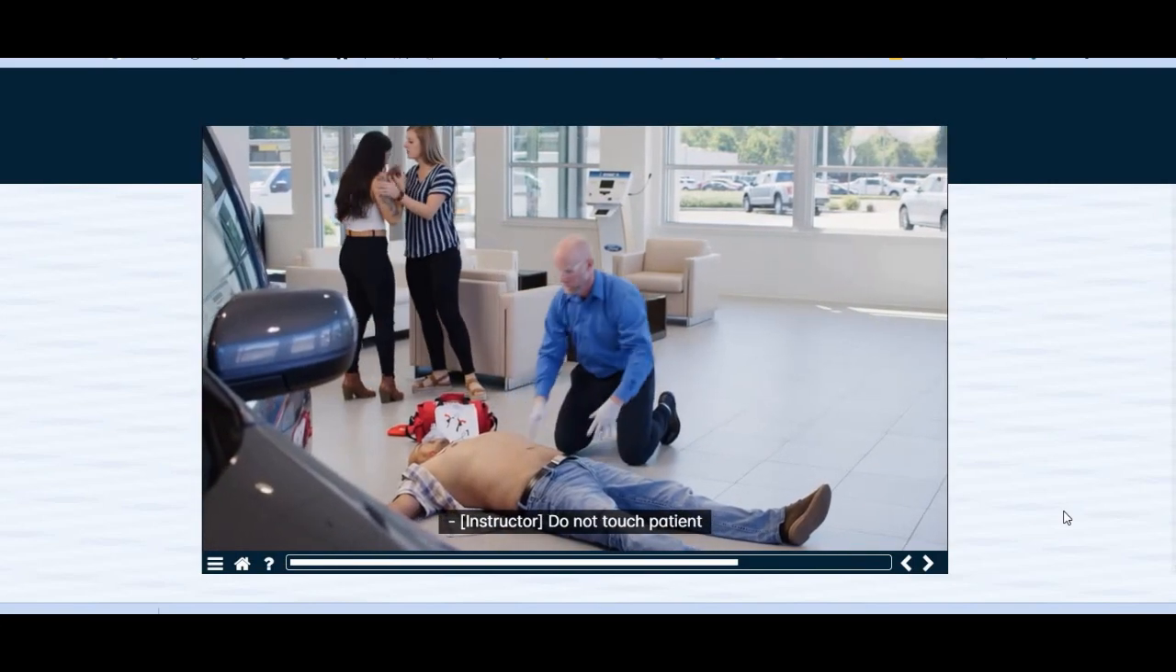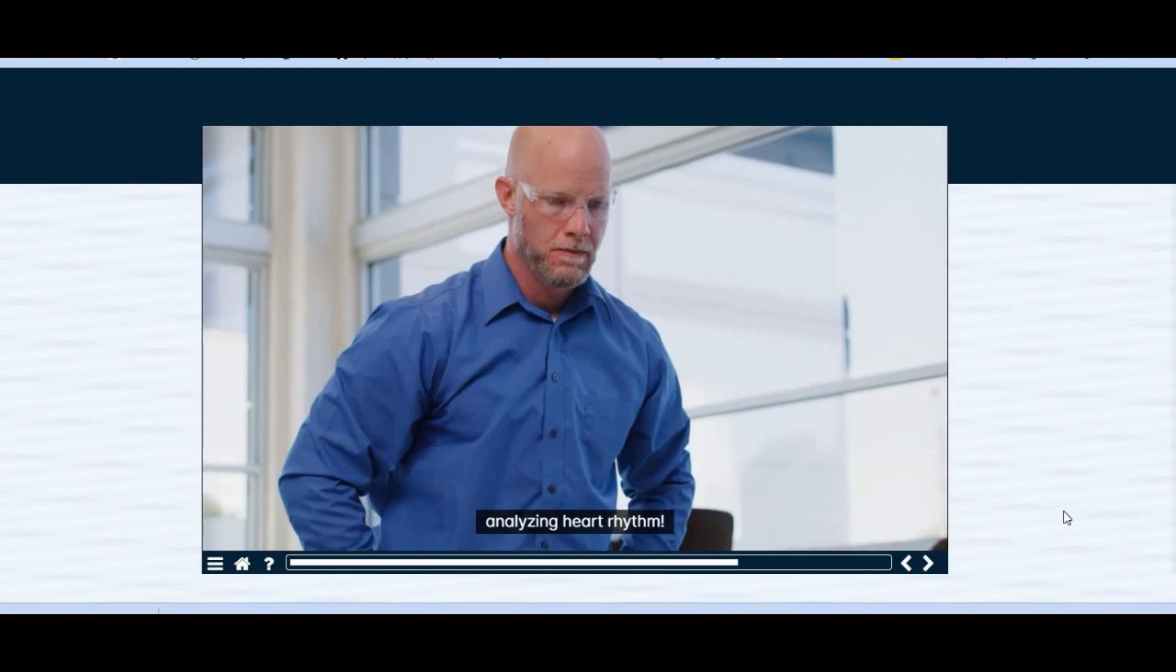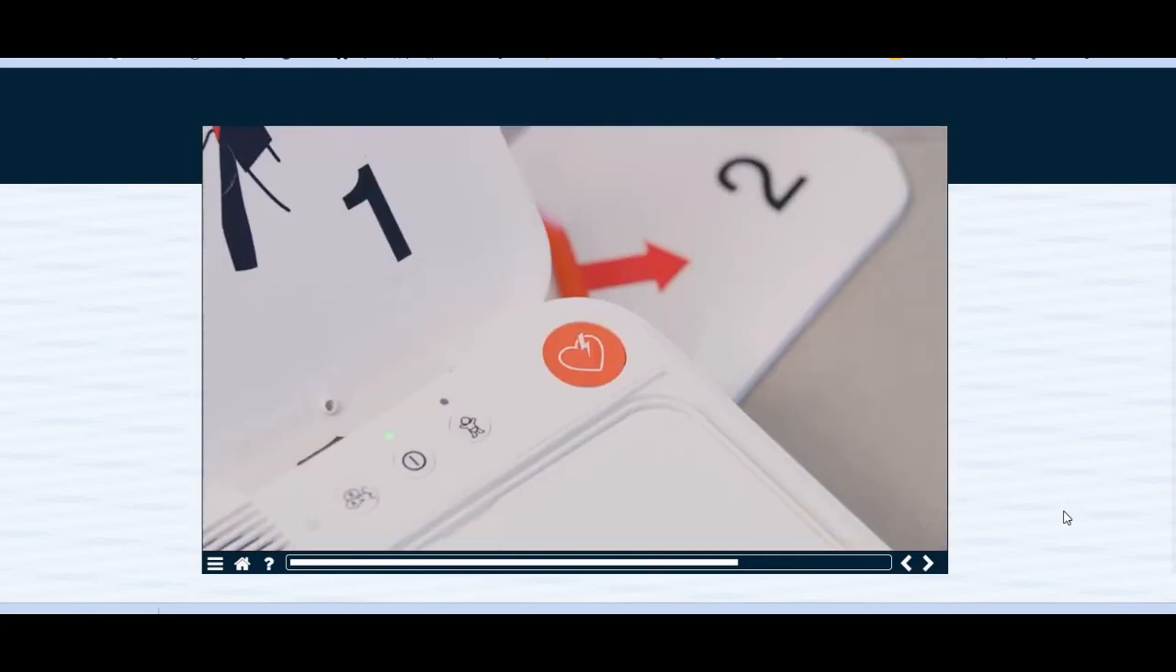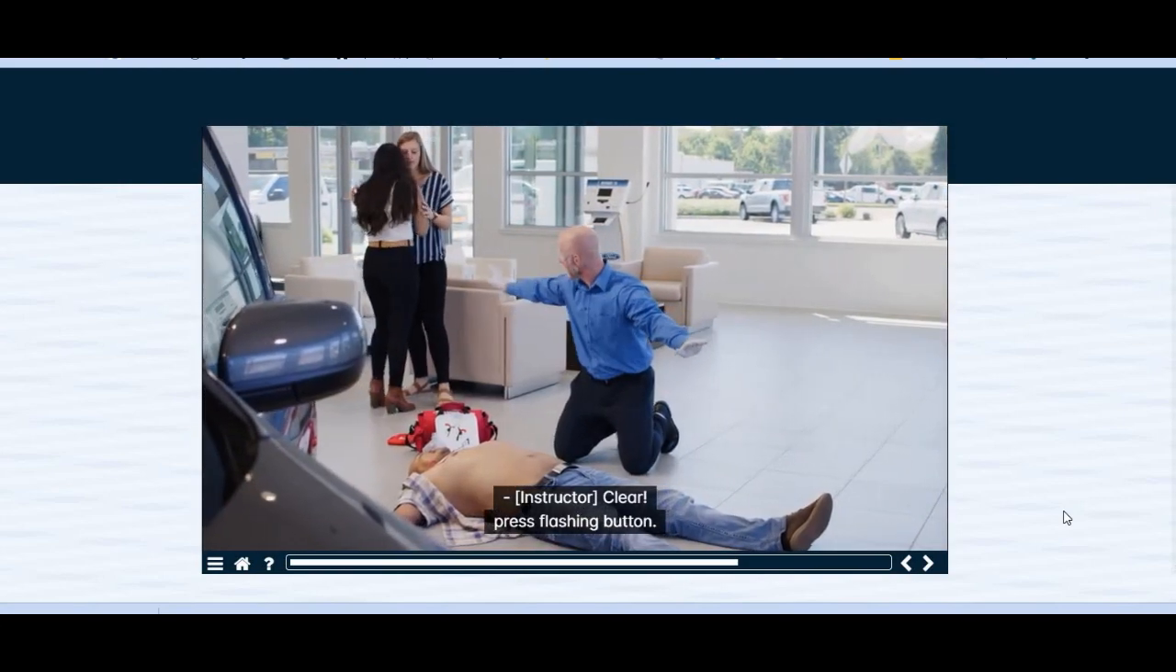Do not touch patient. Analyzing heart rhythm. Clear. Press flashing button.